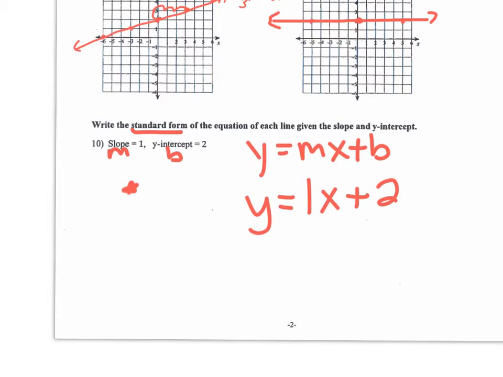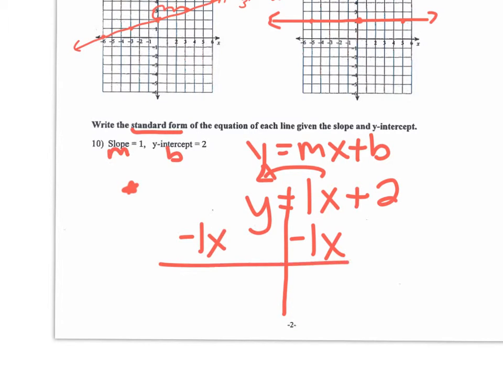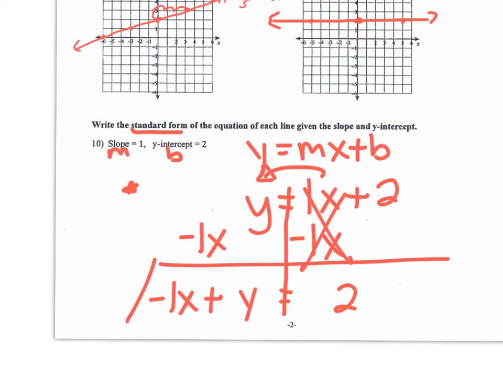But they ask for standard form, and I'm only one step away from getting my answer. All I need to do is take 1x and move it to the same side that y is on. In order to do that, I need to undo positive 1x to move it to the other side of the equation. So I'm going to subtract 1x from both sides of this equation. Okay, so I will have negative 1x plus y is equal to positive 2 because these go away. And there's my standard form equation. Negative 1x plus y is equal to 2.